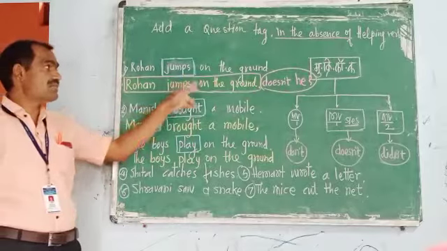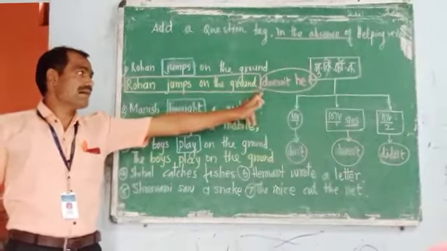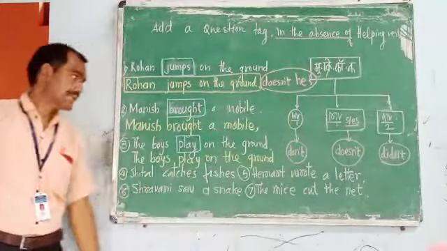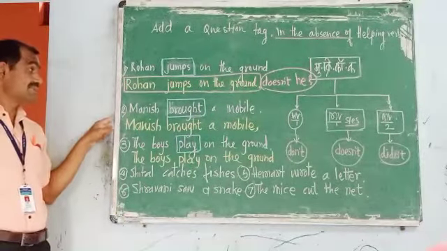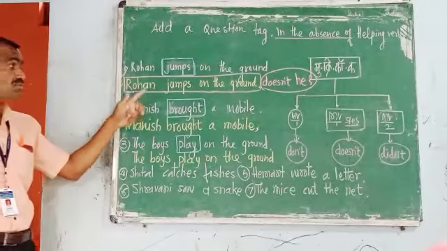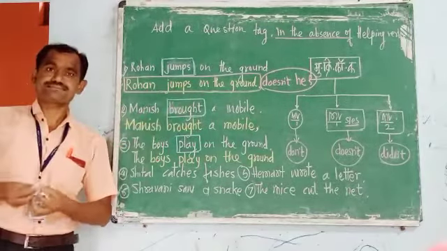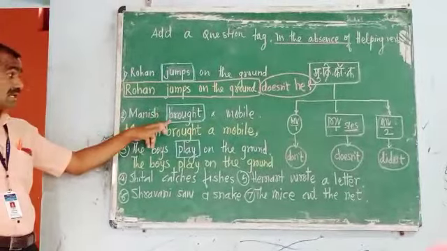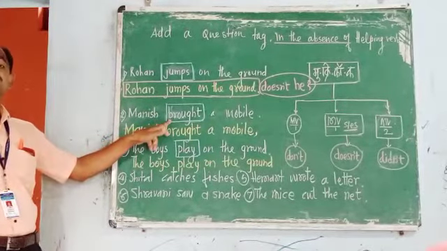Rohan jumps on the ground, comma, doesn't he? That is the first sentence. Let's turn towards the second sentence. Manish brought a mobile. In this sentence, there is absence of the auxiliary verb.